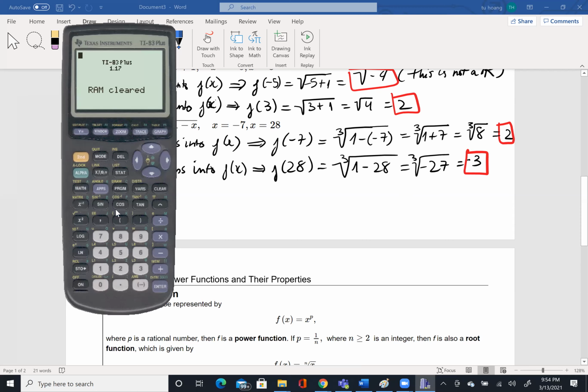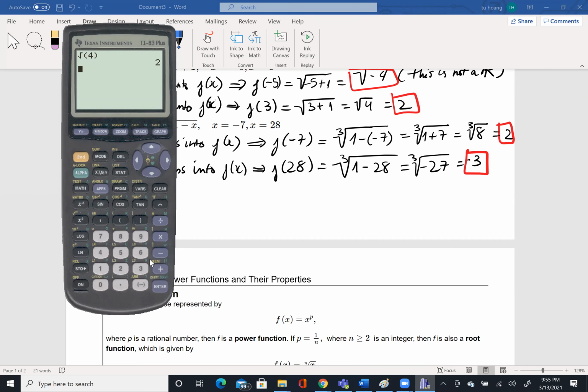So for example, if I'm trying to find square root 4, you should know that for square root, click on the second and the 0 button, the x square here. We're gonna have square root 4, and we enter. That's equal to 2, right?